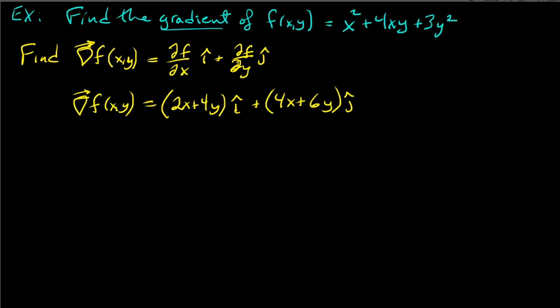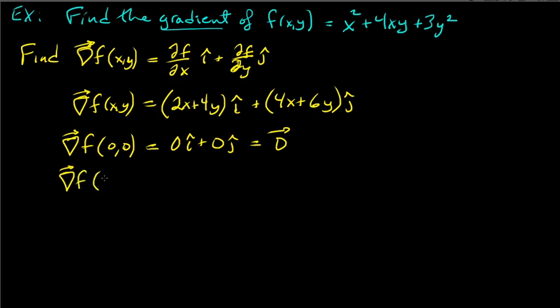Okay, so to make this a little more concrete, why don't we plug in some points? What if I plug in 0, 0? In other words, x equals 0, y equals 0. Well, then I just get the vector 0i plus 0j, otherwise known as the 0 vector. It's still a vector, but it's just a vector with 0 magnitude and 0 direction.